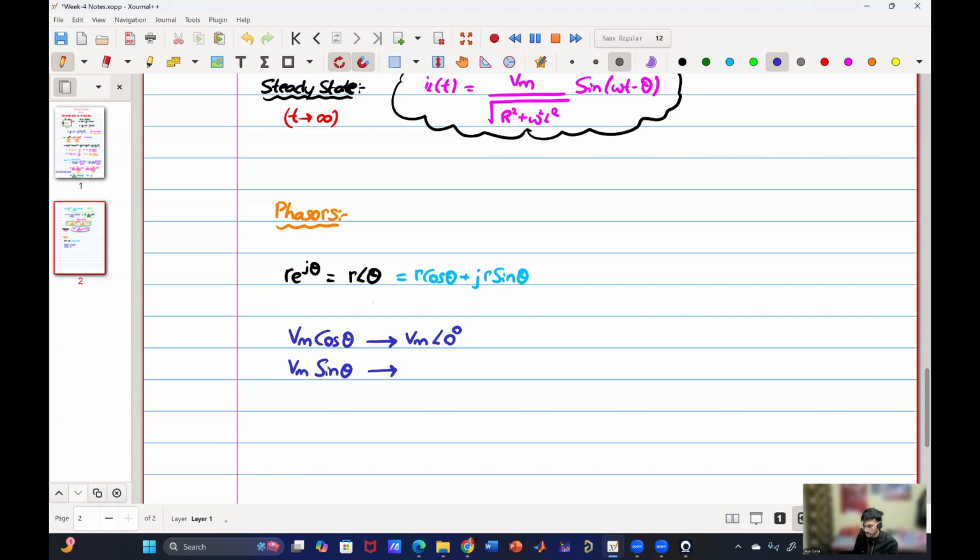So what is cos minus 90 degrees? It should be cos theta. So say if my Vm angle theta is Vm cos theta, what will make it Vm sin theta? Cos of theta dash should be sin theta. So what is theta dash?